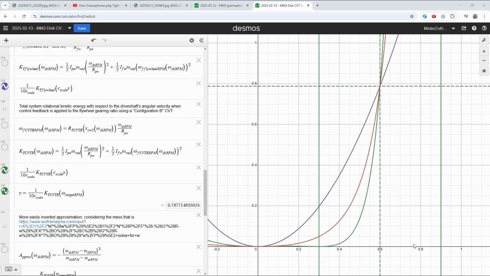Now what if we want to see how the drive shaft speed varies as we vary the energy in the system with respect to time? In the case of the flywheel with fixed gear ratio, it is easy to solve for the drive shaft speed, omega ds, in terms of the system's energy using algebra.